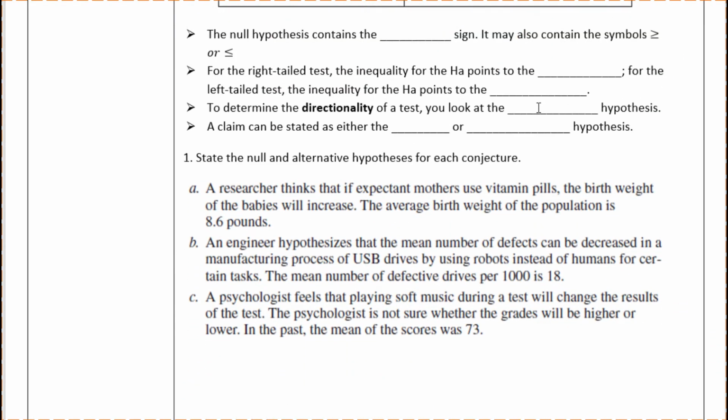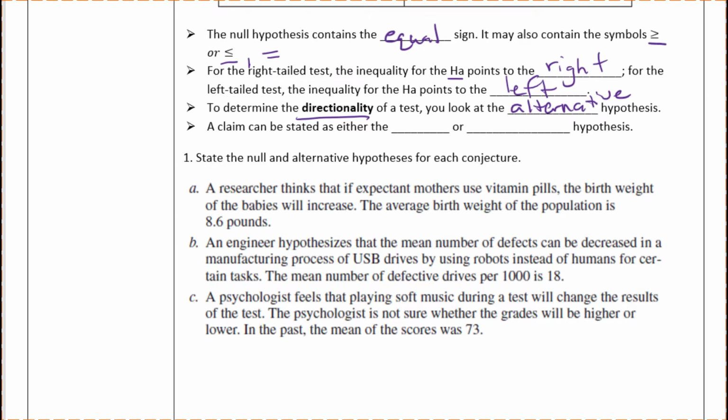Okay, so the null hypothesis contains the equal sign. So some kind of equal sign. It could be the greater than or equal to symbol, it could be less than or equal to, or it could just be the regular equal to. For the right-tailed test, the inequality for the HA points to the right. For the left-tailed test, the inequality for the HA points to the left. And this is called the directionality. So to determine the directionality in general, you look at the alternative hypothesis, or HA.